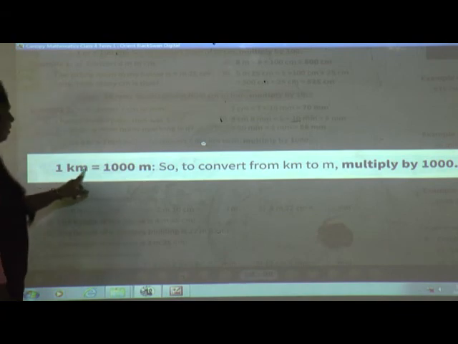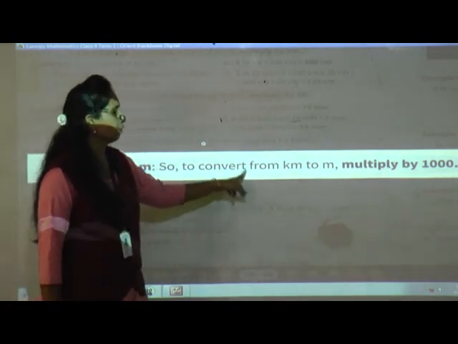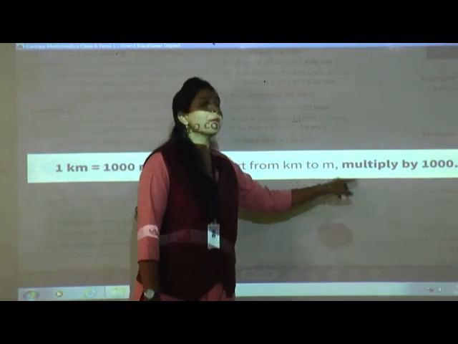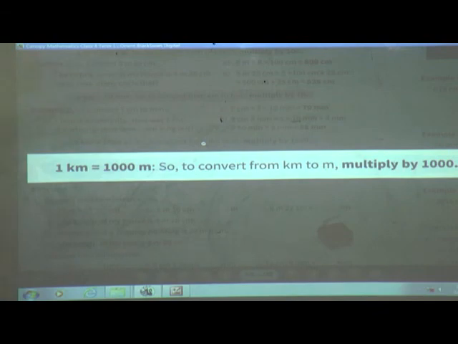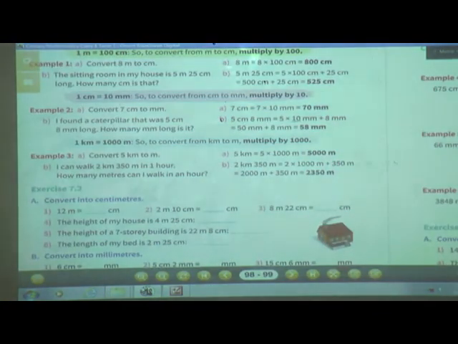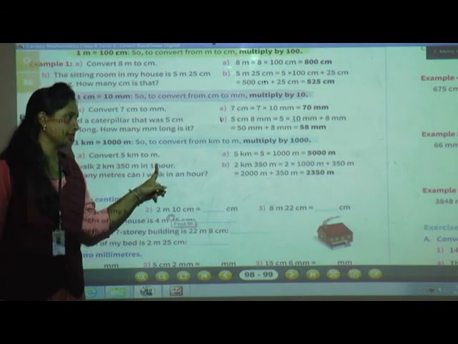1 kilometer is equal to 1000 meter. So to convert from kilometer to meter, multiply by 1000. We have seen kilometer and meter, isn't it? Now we will solve the examples. Convert 5 kilometer to meter.